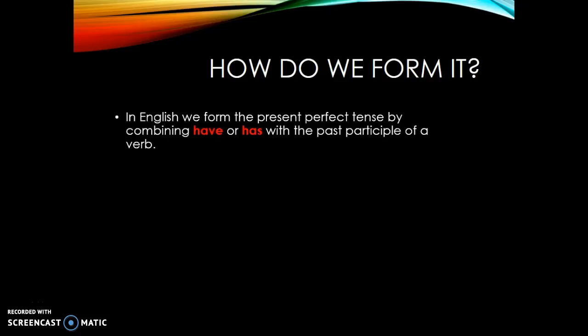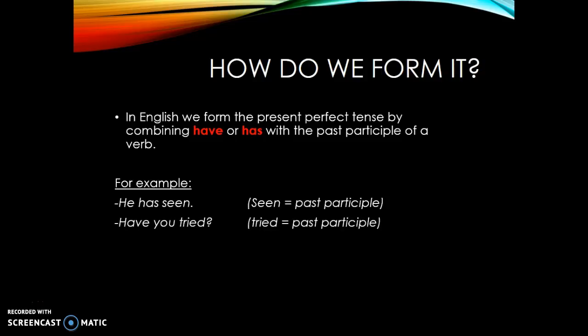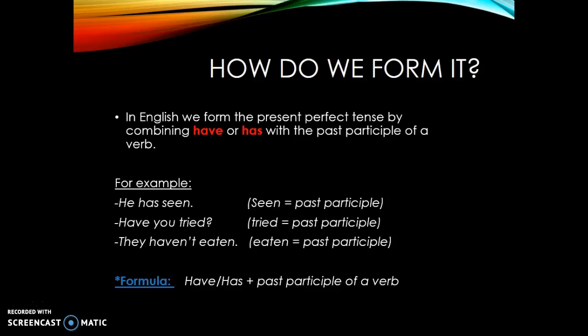In English, we form the present perfect tense by combining the words have or has with the past participle of a verb. For example, here's a sentence that we would say in English. He has seen. Seen being the past participle. Have you tried? Tried being the past participle. They haven't eaten. Eaten being the past participle. So the formula that we use in English as well as in Spanish would be to use the word have or has plus the past participle of a verb.